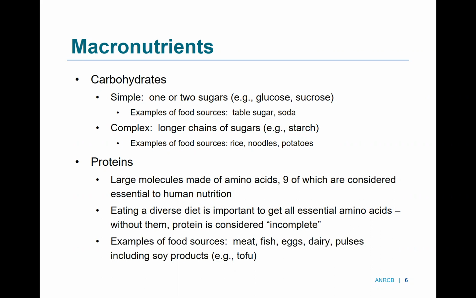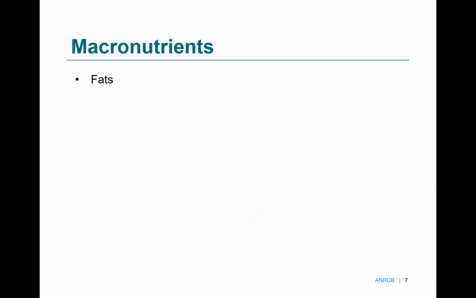So examples of protein sources, as I said, are various animal foods, and that includes animals of land and of water, so fish as well, milk. It can be soy products like tofu. It can be beans and lentils and so on.